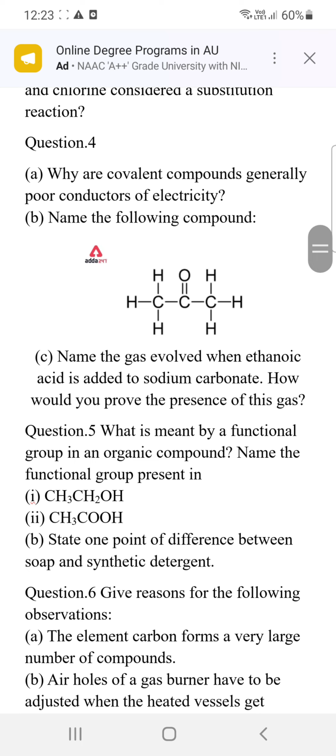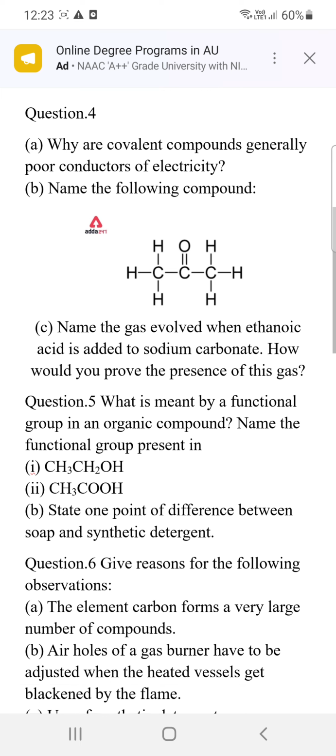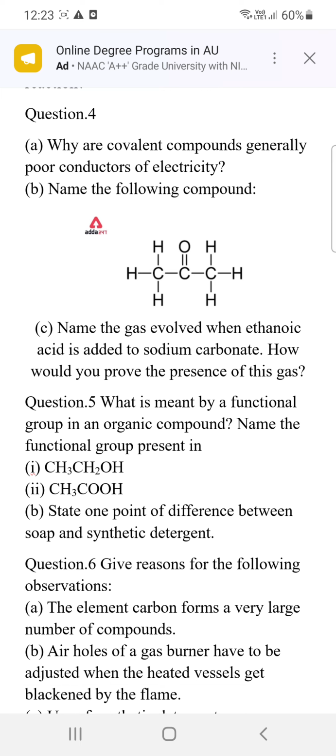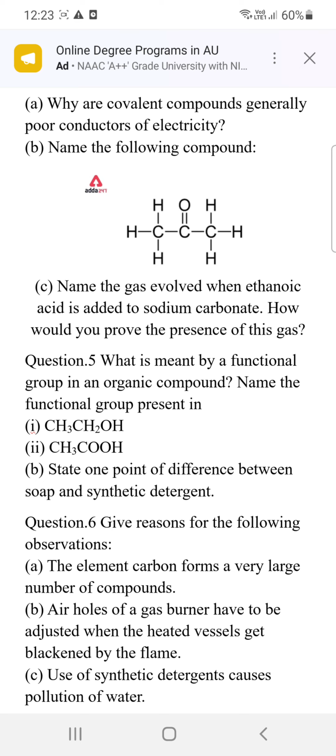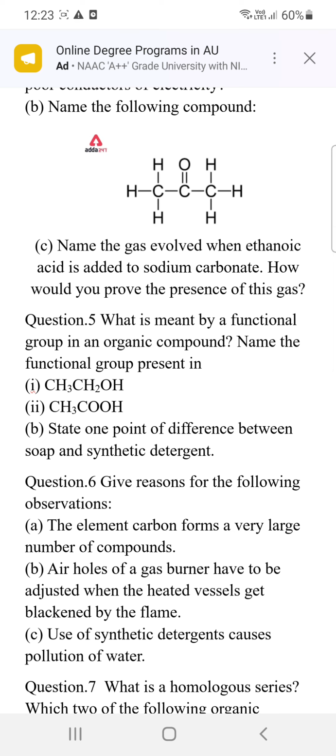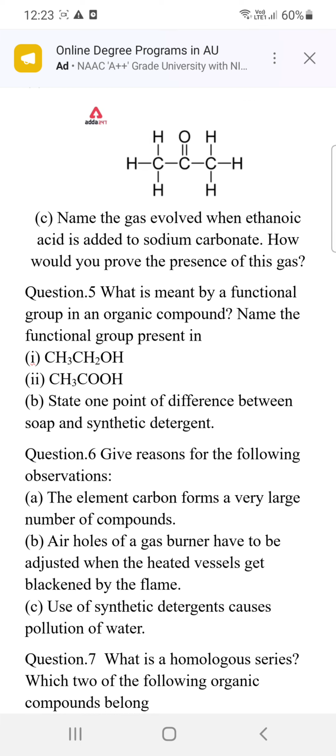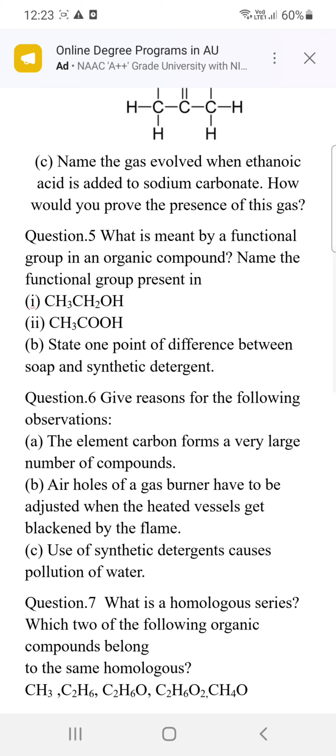Next is, why are covalent compounds generally poor conductors? Because they don't have free electrons present. Next, name the compound. So this is propanone. In part C, the gas evolved when ethanoic acid is added to sodium carbonate is carbon dioxide. How would you prove its presence? You will write that if we pass this gas through lime water, it turns milky.